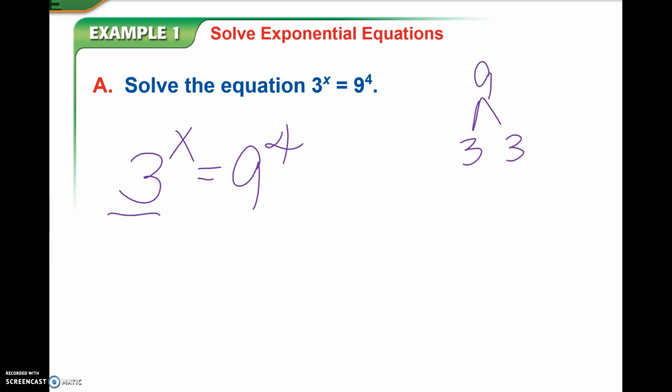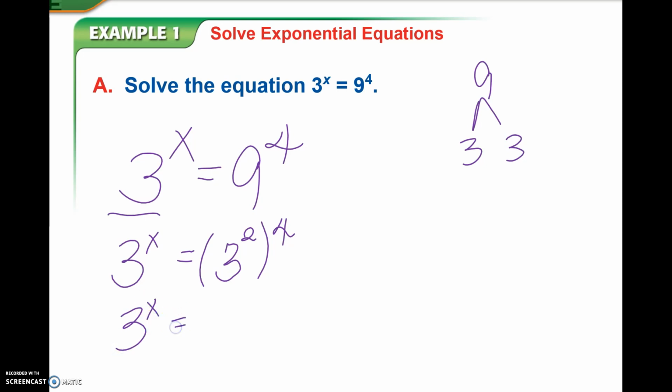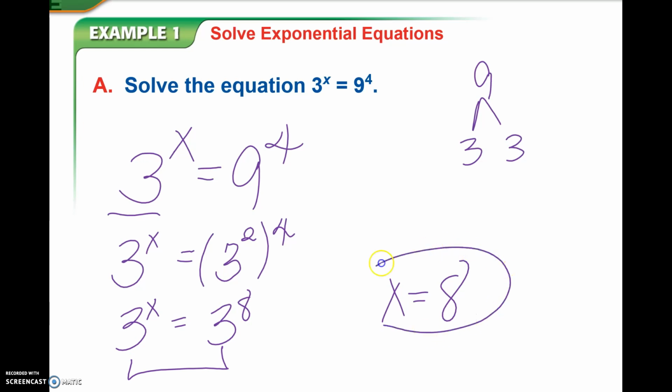So I can rewrite my 9 as 3 squared. 4 is still there, and I have 3 to the x. We know power to power means that I multiply, so that's 3 to the 8th. So since my bases are equal, my exponents are equal, so x equals 8. And that's how we're going to solve them. So you're always going to try to get these bases to match.